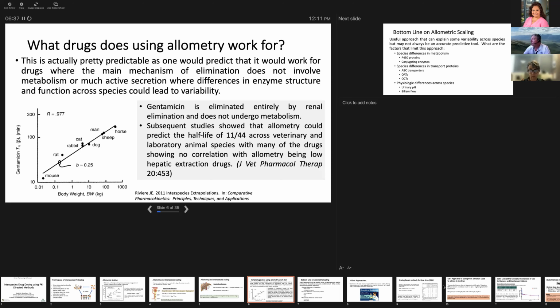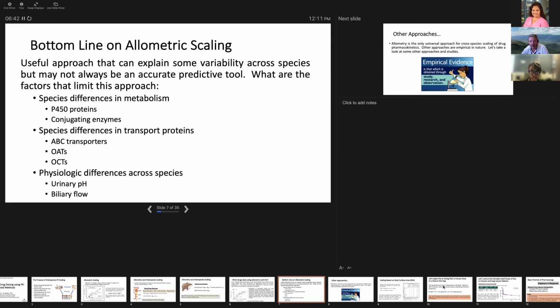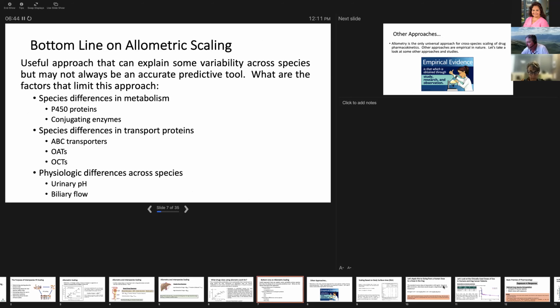Allometry can help you get in a range, but there are going to be a lot of other players involved. The reason that you get more variability is that you get species differences in metabolism. The P450s are very different in various species. And in veterinary medicine, as soon as you get into the cats, all of a sudden everything goes wacky because they have deficiencies in conjugating enzymes as well as transporters.